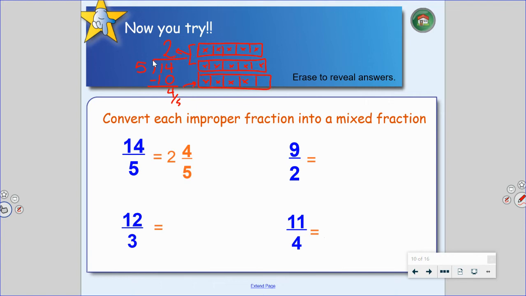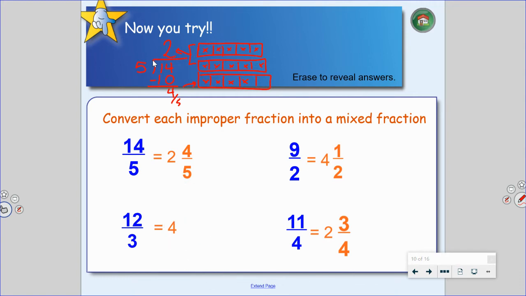Let's talk 9/2. If you split 9/2 into 2s, you'd get 4 wholes with one little slice left over for 4 and 1/2. How about 12/3 in the bottom left corner? Well, if you divide 12 by 3, you get 4 wholes with no other pieces. Now, some students might choose to write 0/3, but I really would argue that's not necessary. To be frank, 12/3 is the same as 4 wholes. Meanwhile, 11/4, if you divide 11 by 4, you'd find 2 wholes with 3 slices left over.